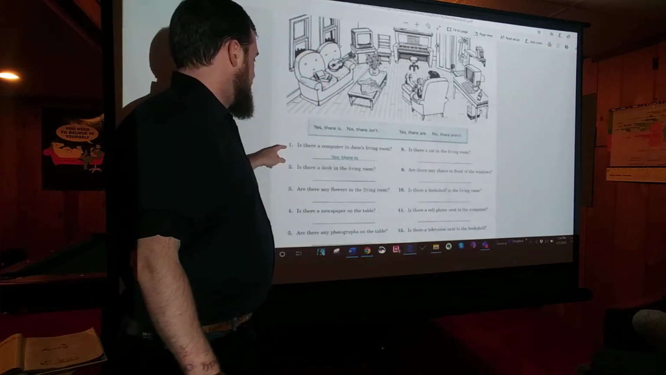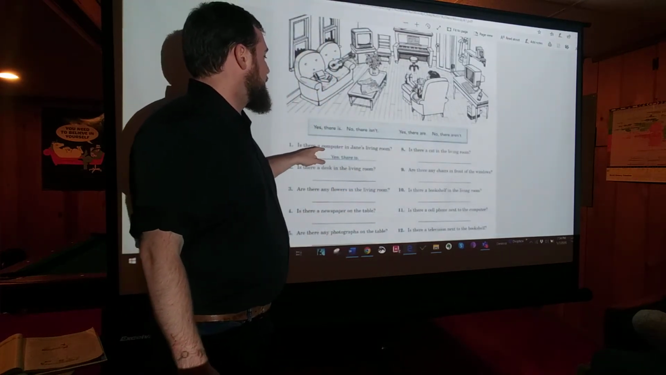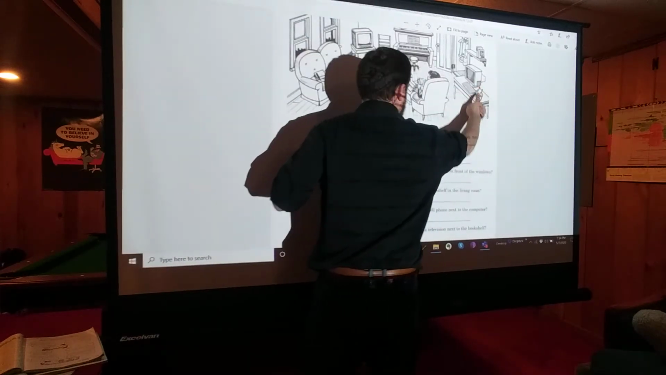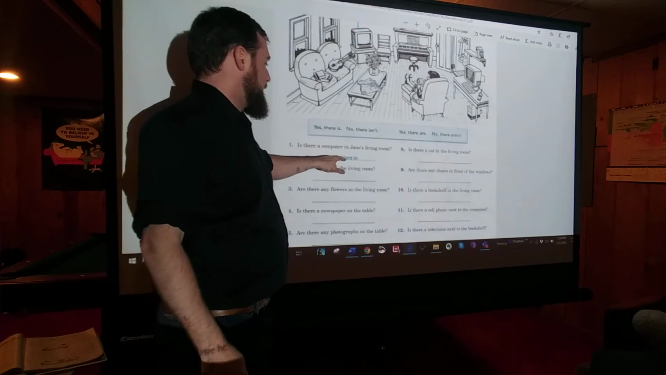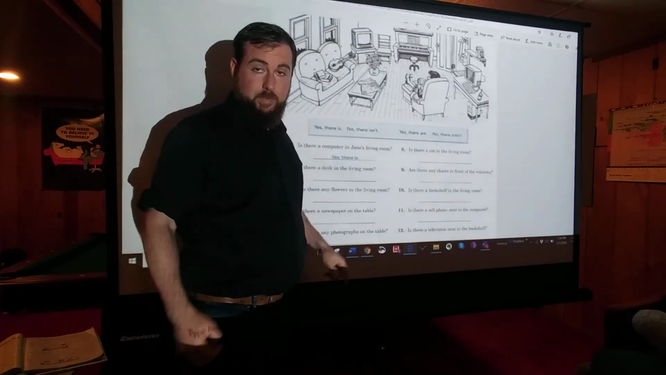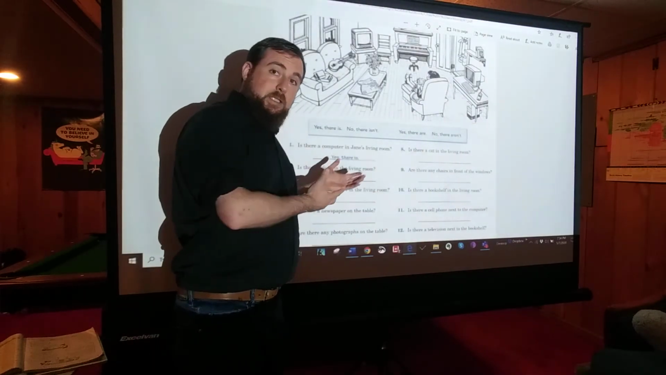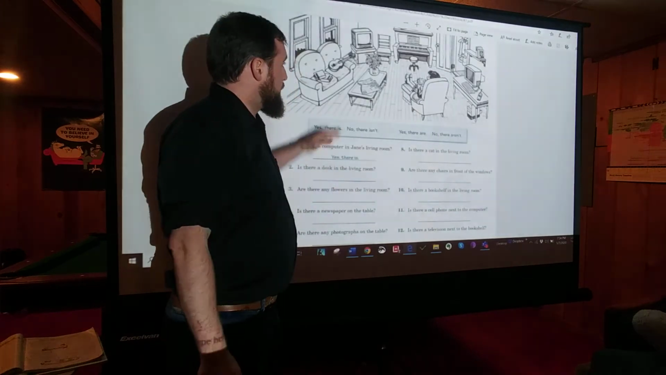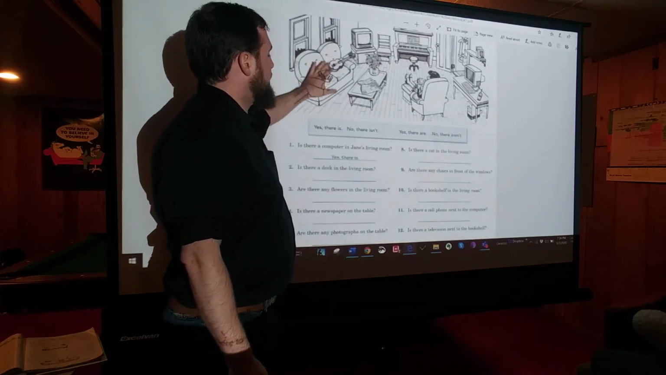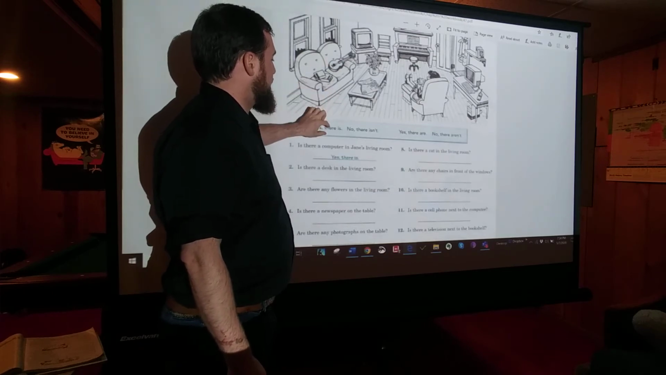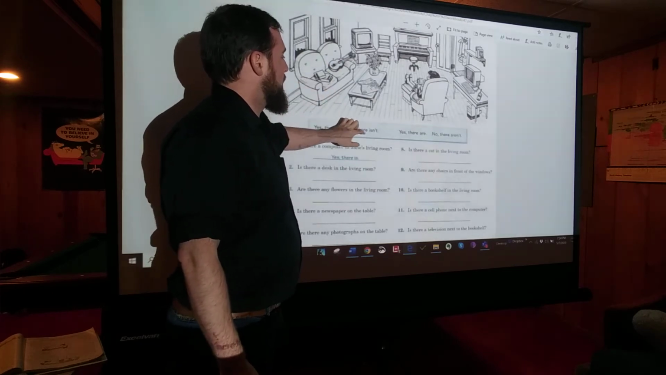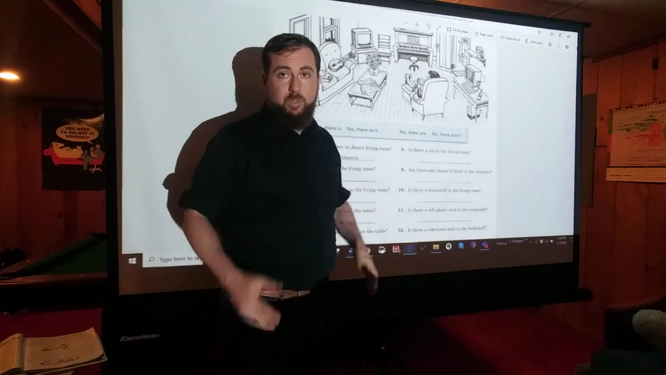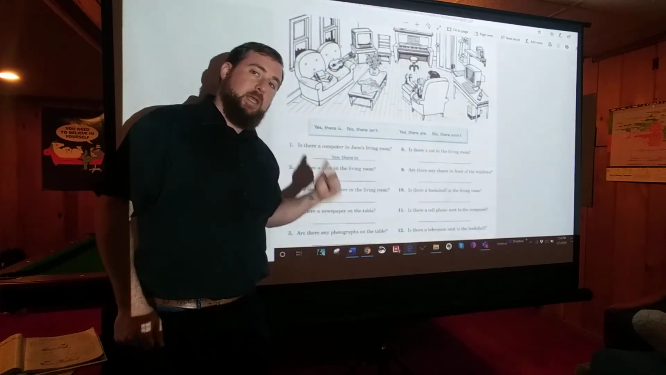So number 1. Is there a computer in Jane's living room? There it is. Yes, there is. Understand? It's the same thing we've been doing so far. You look at the picture, see if it's in there. Say yes there is, no there isn't, yes there are, no there aren't. Okay? So pause the video and finish the worksheet.